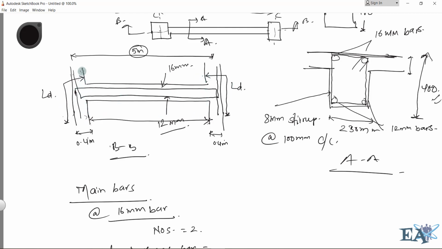So let me say again, from the face of this column up to the tip of this rebar, this length that you can see over here is the development length. And also here from the face of this column up to the tip of this rebar, this is also the development length. And if I add 2 development lengths plus this inside to inside dimension, I'll get the total length of the rebar.